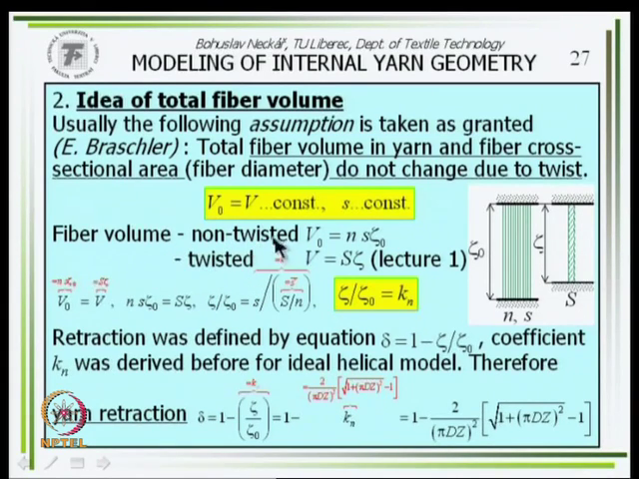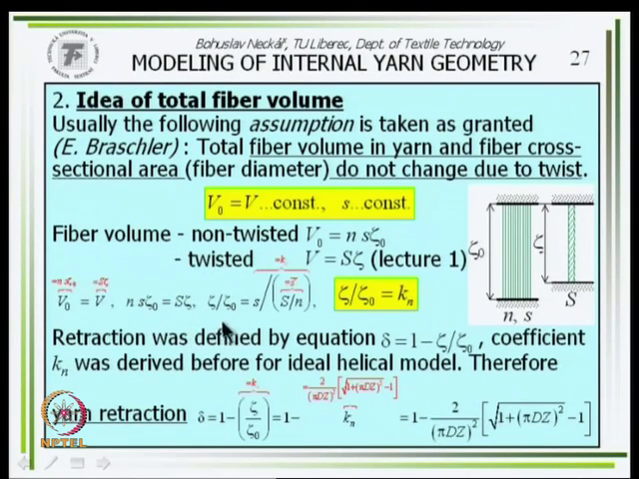Fiber volume in the non-twisted bundle V0 is n times S, because in the bundle there are n fibers, n times the fiber cross-section S, times length. Length is zeta 0, so S times zeta 0 is the volume per one fiber times the number of fibers. In twisted form, the volume of all fibers, the fibrous material in this portion, is capital S, the substance cross-section of our yarn, times the final zeta. Because V0 equals V, using these formulas we obtain this here.